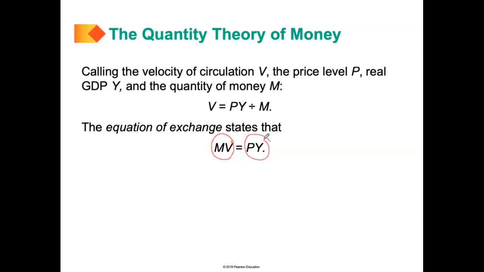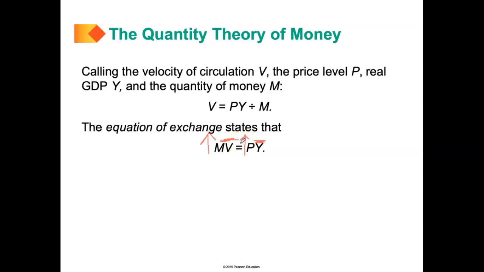Now suppose that V is constant. The velocity of money over time is constant and does not change. And suppose that the growth rate in GDP over time does not really change. Then we can say that if V and Y are fixed, an increase in M will lead to the same amount of increase in P.